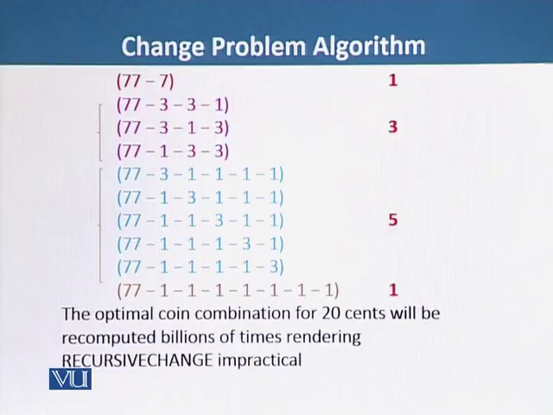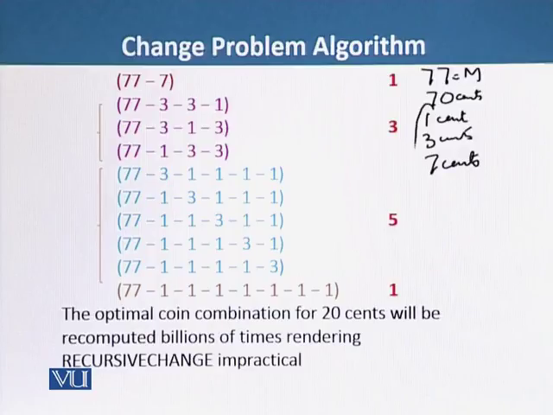So we can see here that we have 77 as M. We have to return the change of 77 cents, and we have to return 70 cents, and we have the coin values of 1 cent, 3 cents and 7 cents.